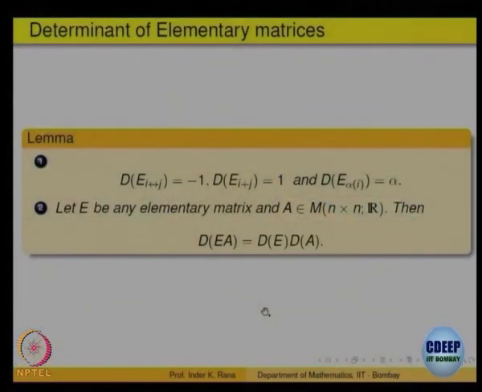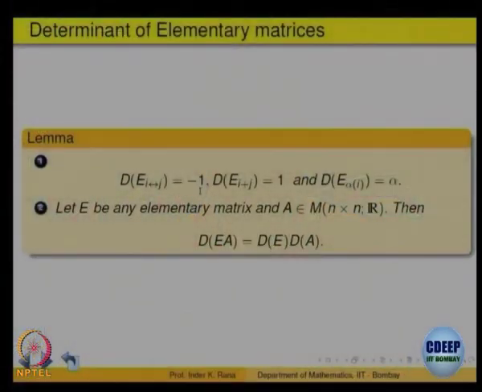Next, we want to compute the determinant for the elementary matrices. So, what is the first elementary matrix? That was interchanging the ith row with the jth one. Take the identity matrix and interchange the ith with the jth. So, what is the determinant of that? Minus 1. Just now we showed that in any matrix, if we interchange the ith and jth row, it gives a negative sign, so in particular for the elementary matrix also.